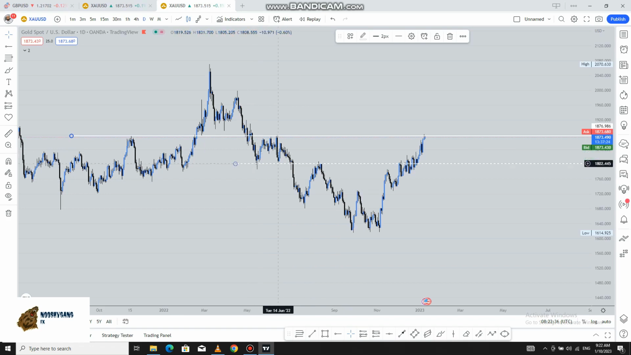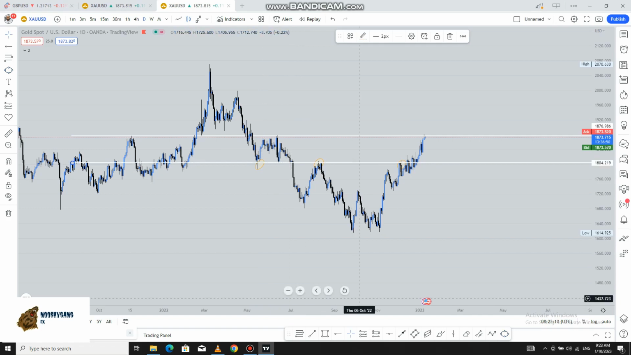As you can see, we have our support and our resistance zone over here. Basically, you can see that the price has been tested multiple times in the market. You can see the support turn into resistance and resistance turn into support.